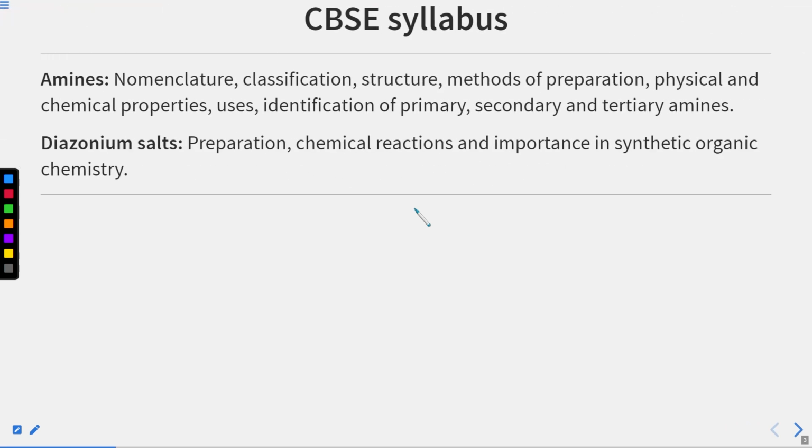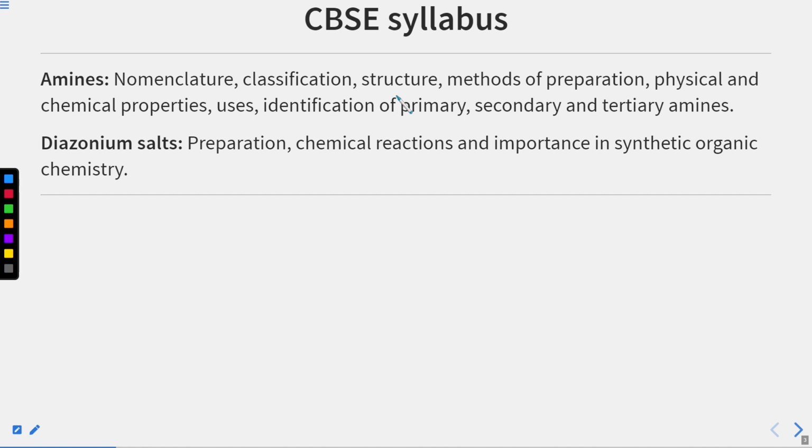So far, we have covered the physical and chemical properties. Today we will see some of the reactions. We have covered half of the physical and chemical properties; we have not seen all the reactions, only the basicity. So we will see the chemical reactions and then move to the identification part: how you can use chemical reactions to identify primary, secondary, and tertiary amines.